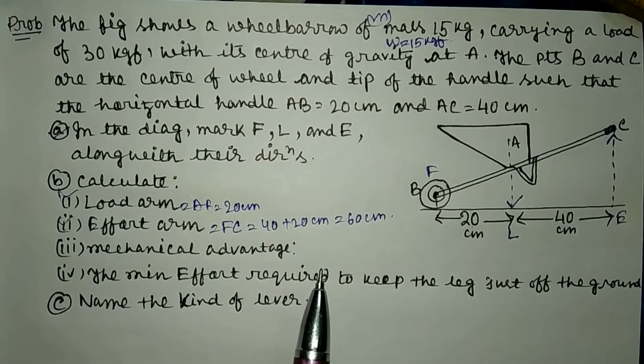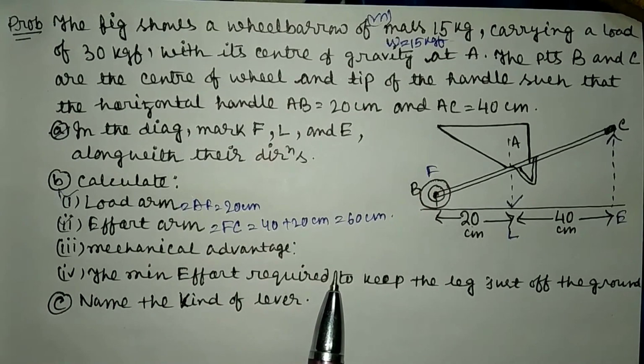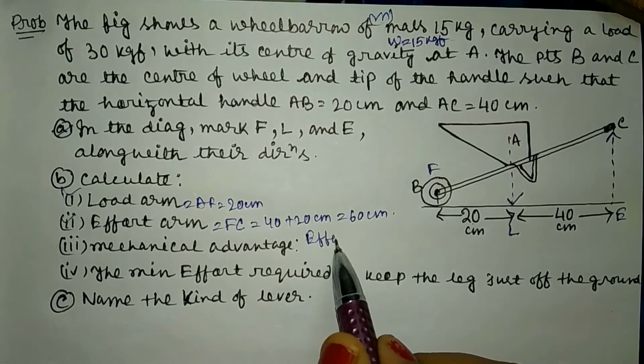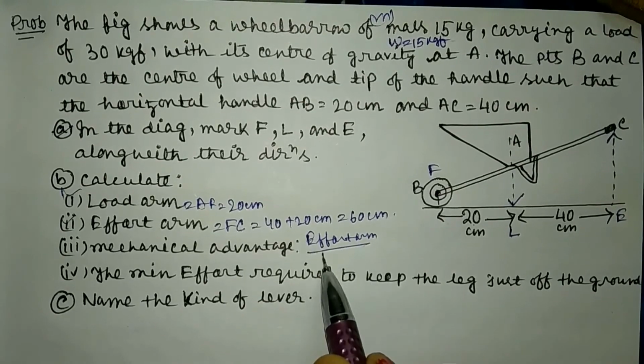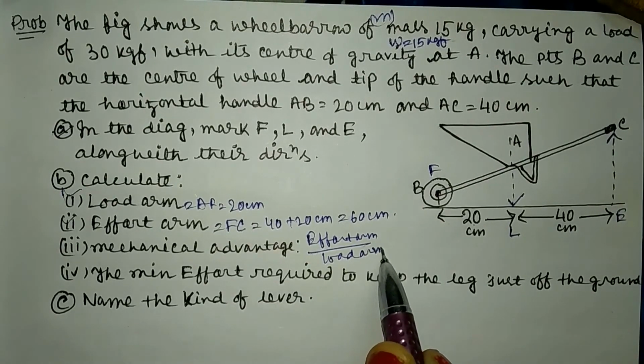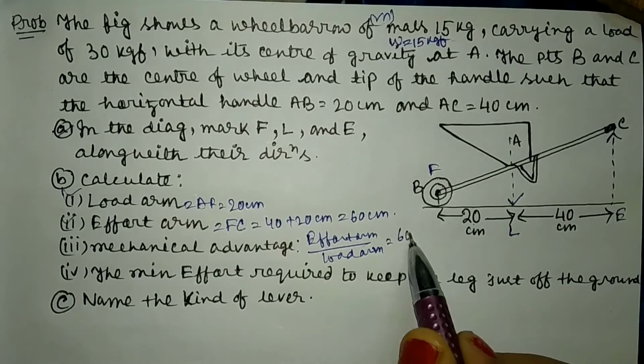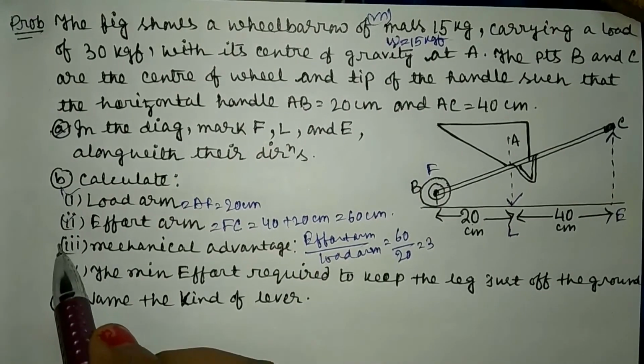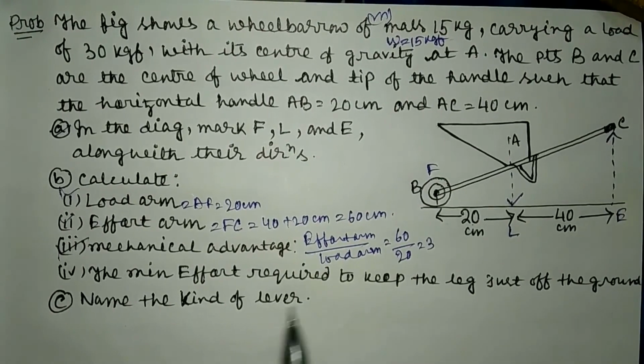Calculate the mechanical advantage. We know that mechanical advantage equals effort arm divided by load arm, right? So, effort arm equals 60 cm, load arm equals 20 cm, therefore mechanical advantage equals 3, okay?